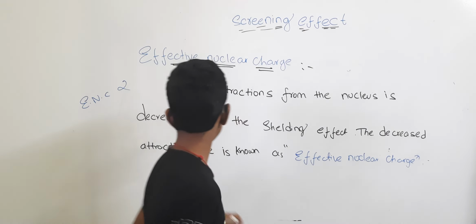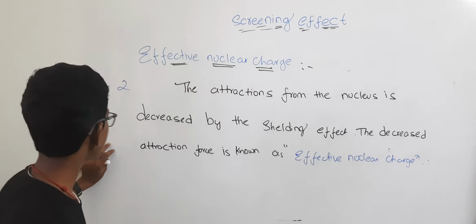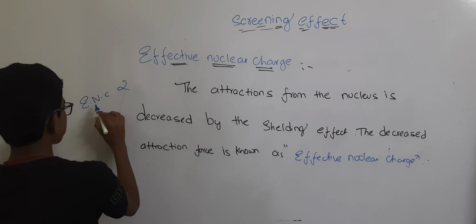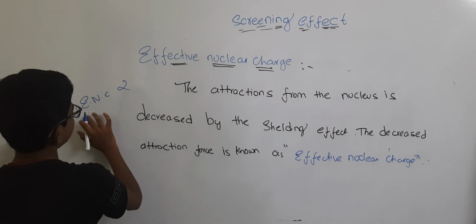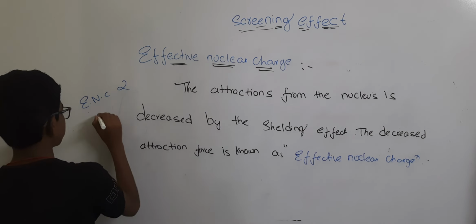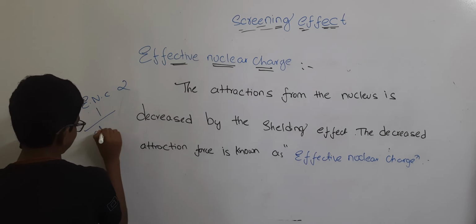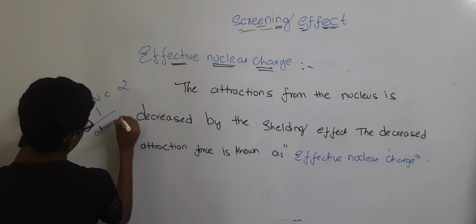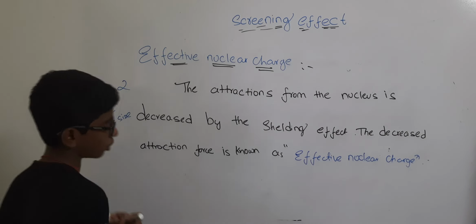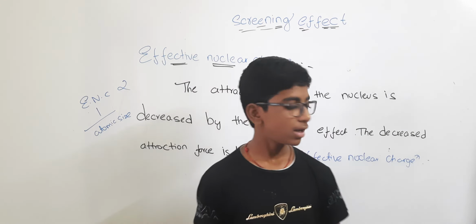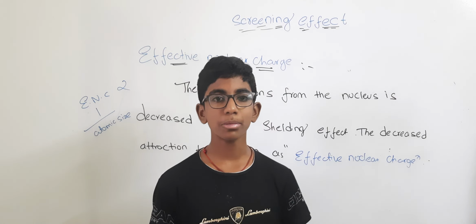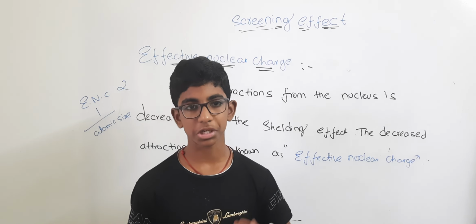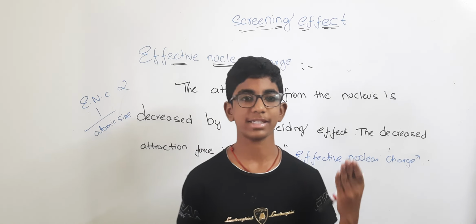In this way, the conclusion from this statement is that effective nuclear charge is directly proportional to 1 by atomic size, or inversely proportional to atomic size. That means when effective nuclear charge increases, atomic size decreases. When effective nuclear charge decreases, atomic size increases.